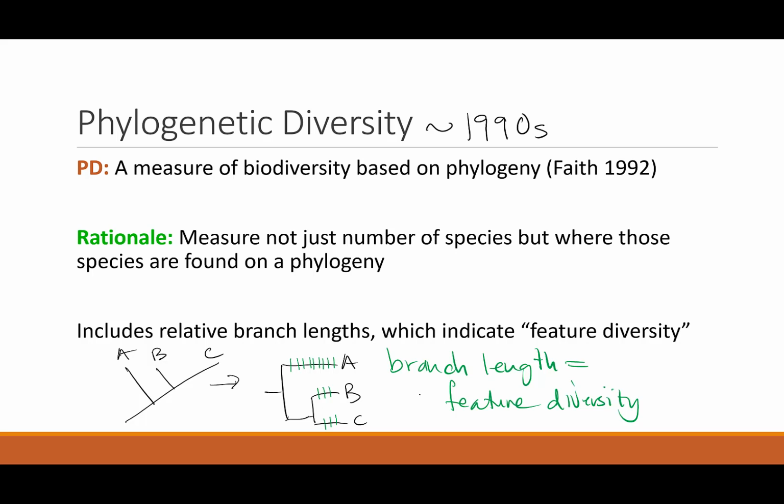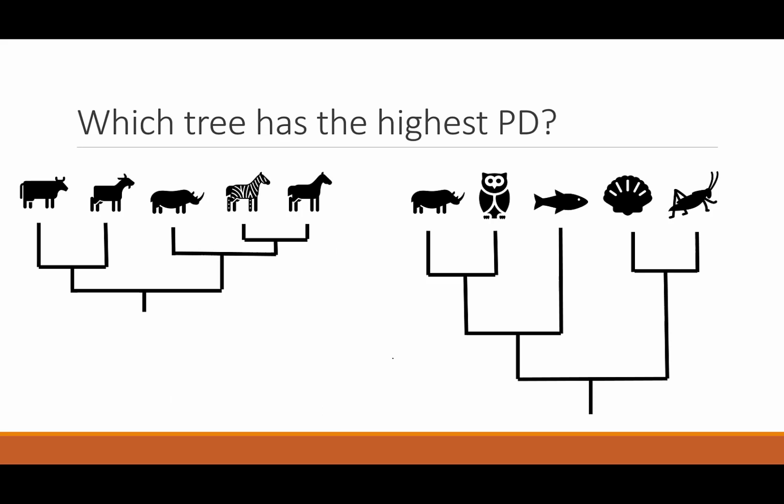So branch lengths are relatively important. Those species that have longer branch lengths, if the phylogeny has been done correctly and we've taken long branch attraction out of the picture, then those longer branches give us an indication of how unique perhaps that species is. So let's take a look at this simple example.